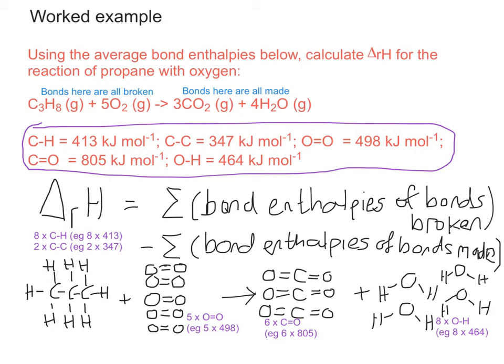So all the C double bond O bonds on the right hand side and the OH bonds on the right hand side are being made, and the C single bond C's, the C single bond H's and the O double bond O's on the left hand side are being broken. So if you want to pause the video, just jot this down, because I'm going to go onto a new screen and do the calculation for you so you can finally see how this technique can give you the delta RH value.